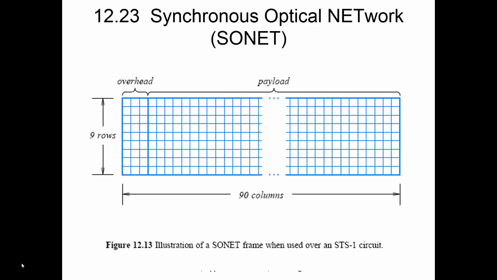That's because we have standards. Here we have 90 columns of data with 9 rows. That makes up our SONET frame. We can send this frame over an STS connection. It's the same.